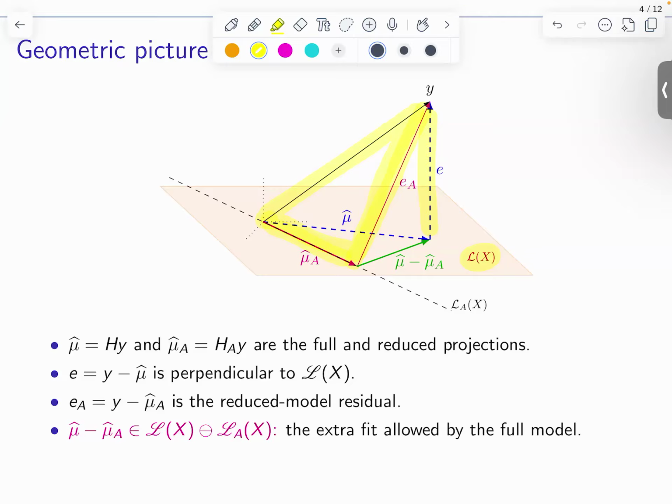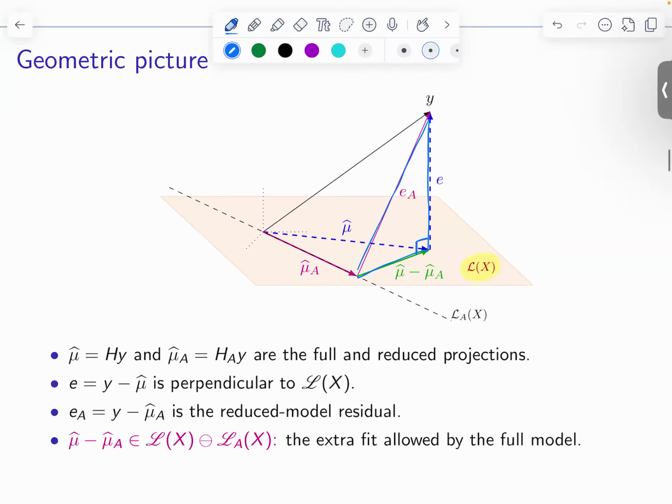And this triangle is also going to be like that, and it turns out that this triangle is also going to be like that. But there are two of them that are important. This one is important for us, and this angle is a right angle. We already know that, because e is orthogonal to everything. In particular, it's orthogonal to mu hat minus mu hat A.